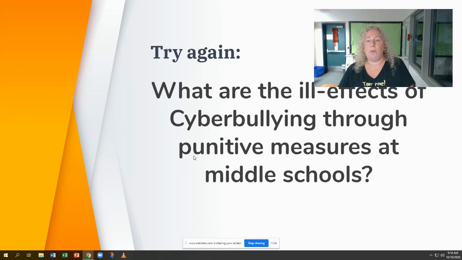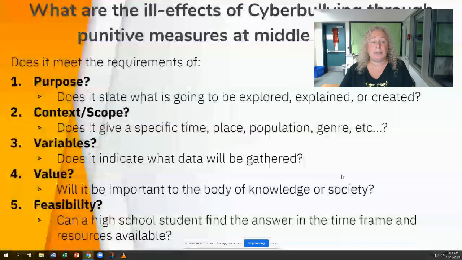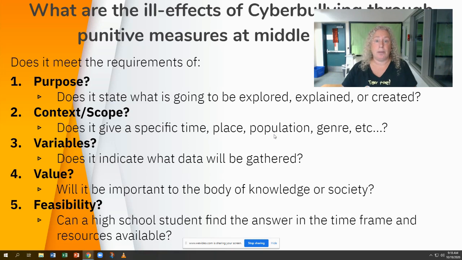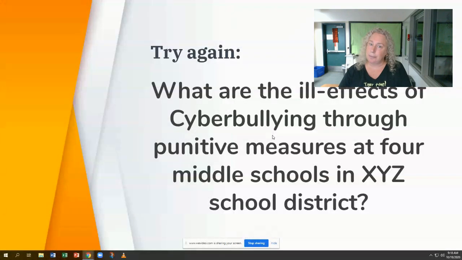But let's keep going. What are the ill effects of cyberbullying through punitive measures at middle schools? Okay, now we're getting into this context and scope. Now we're getting into a more specific population and place. Middle schools. But still, middle schools across the United States, that's still huge. How are you going to gather data from all the middle schools in the United States, right? So we're not done yet. We still need to keep going.